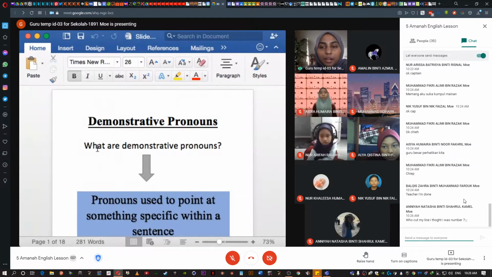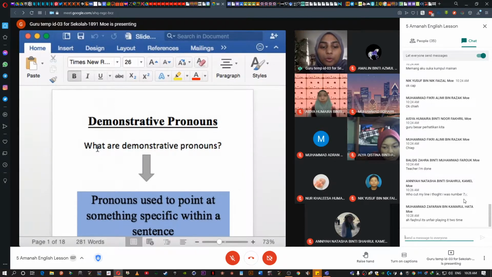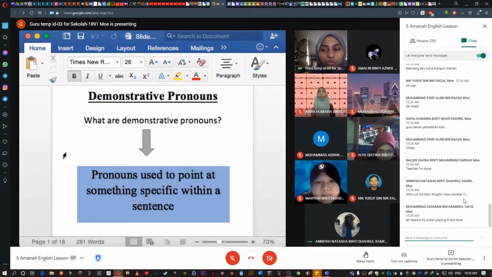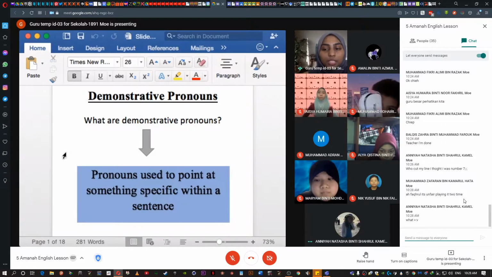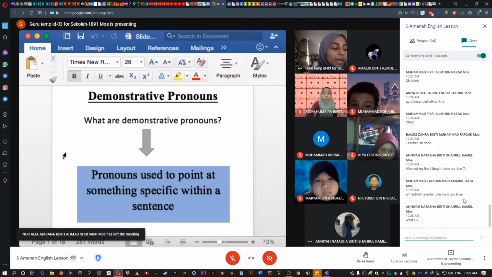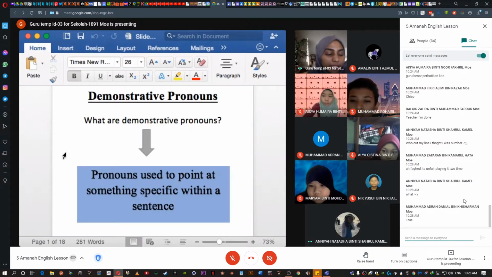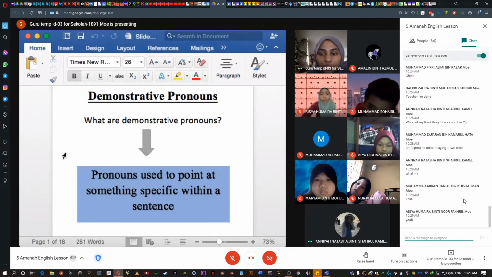Okay. We're gonna learn about demonstrative pronouns. What are demonstrative pronouns? Demonstrative pronouns are pronouns used to point at something specific within a sentence. So, maksud kat sini, kata ganti nama diri yang digunakan untuk menunjukkan sesuatu yang spesifik dalam ayat. Pronoun used to point at something specific within a sentence.